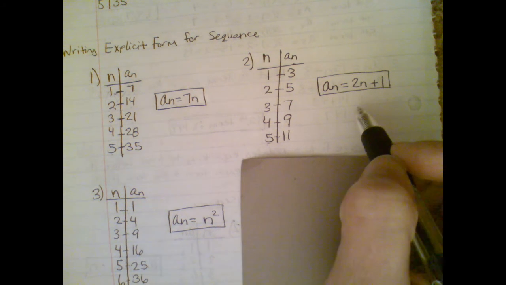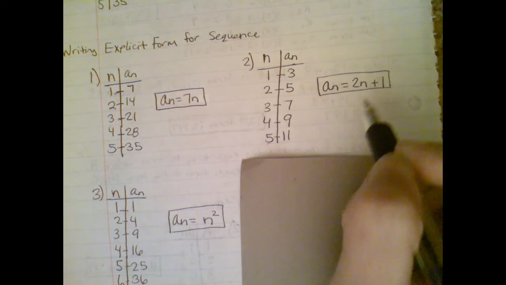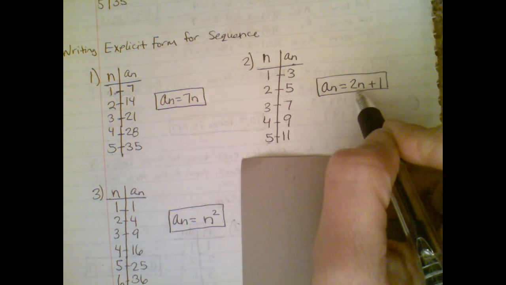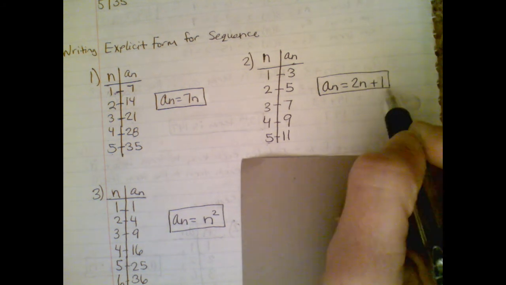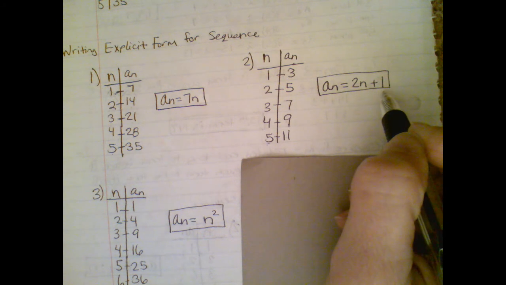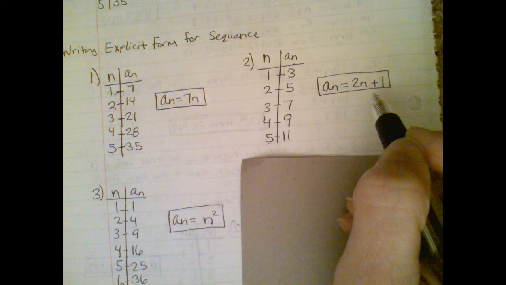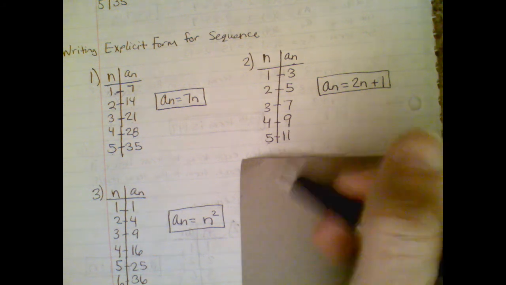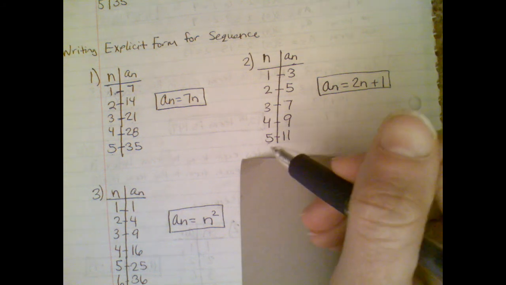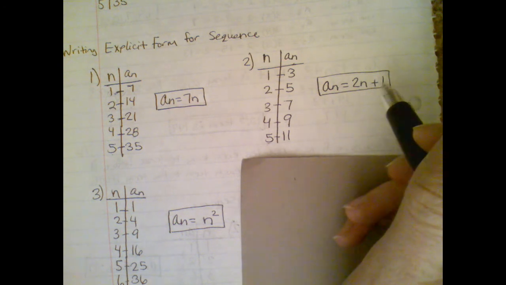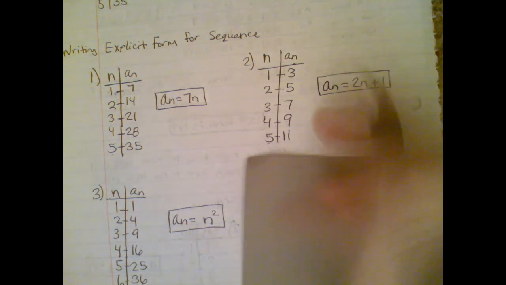And then from there, if it would have a follow-up question, what is the 20th term, I could just plug in 20 for my n, take 2 times 20 plus the 1, and I could get what my 20th term was. So explicit formulas are going to be really nice if I don't know that previous term, that I could easily just use this equation to find whatever term number I would like to.